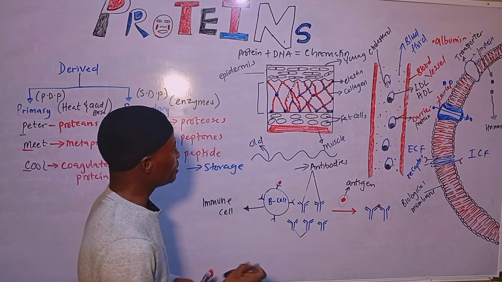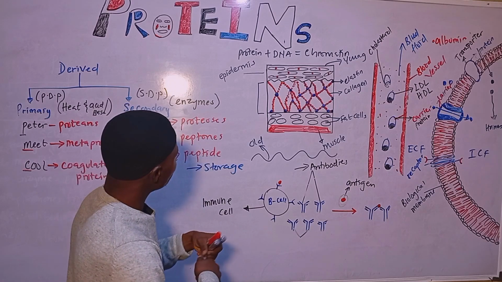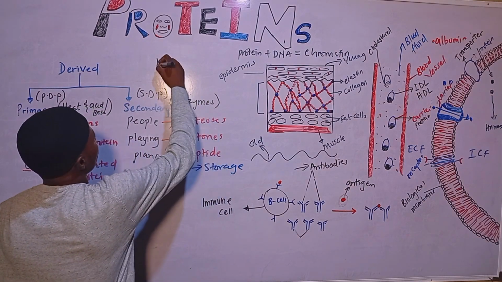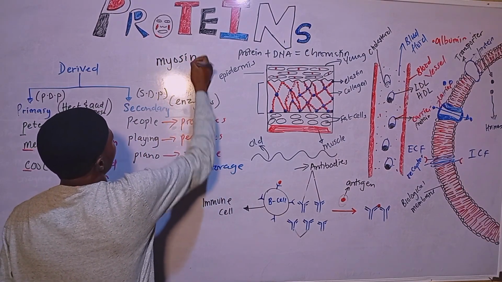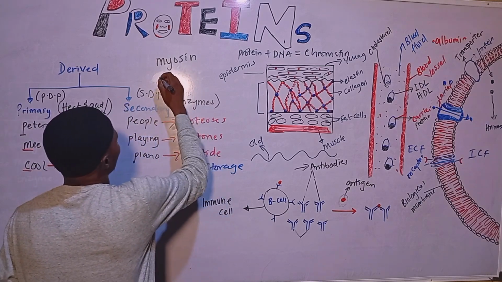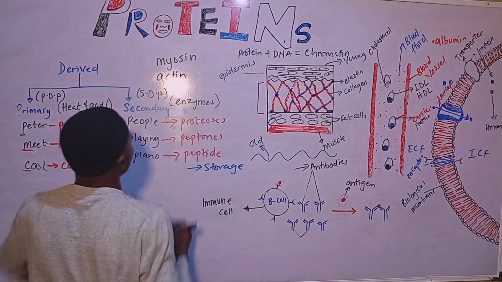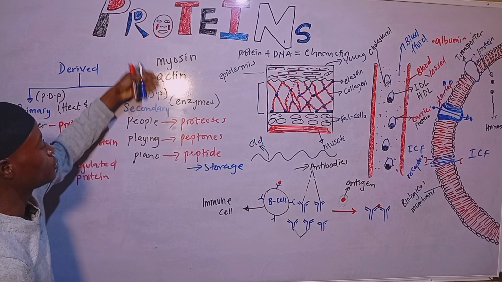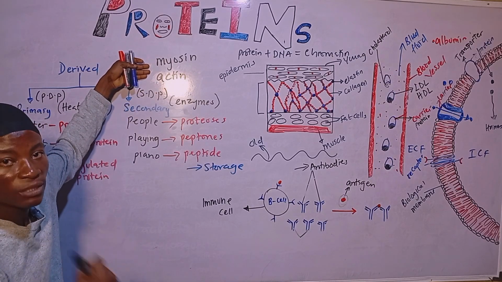So examples of protein here, we have myosin, right? Then we have another one, actin, right? So that's what we have. There are special types of protein that help in the contraction of the muscle, right?